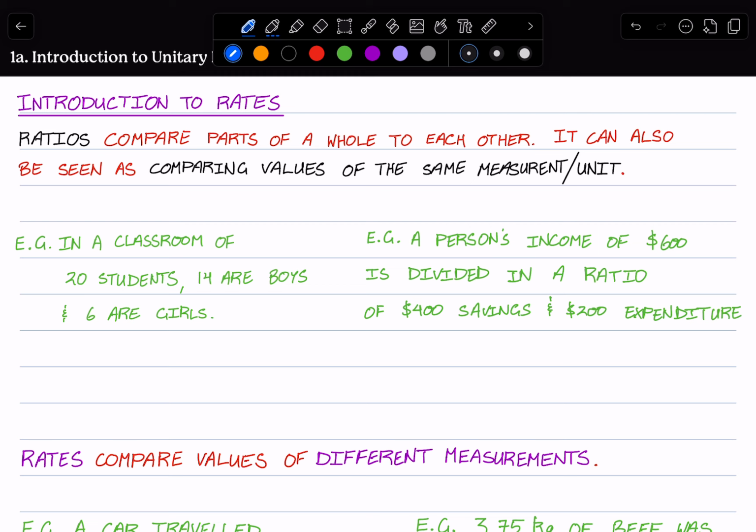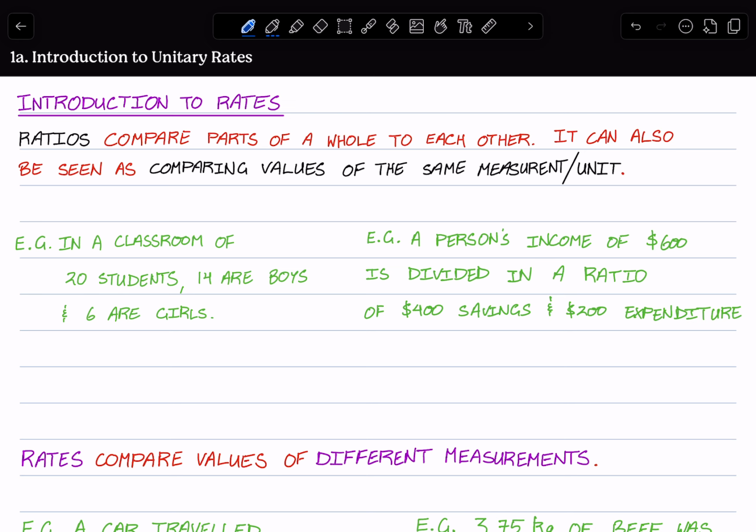Hello class, this is a video tutorial on the introduction to rates and the unitary rate. To compare ratios, compare parts of a whole to each other. It can also be seen as comparing values of the same measurements or the same units.